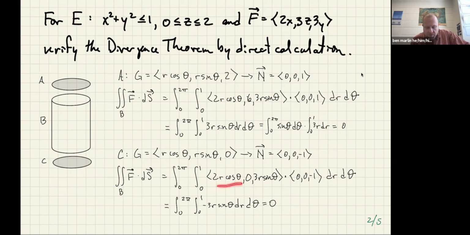So we set up our integral, and the only difference in the f is that the middle entry is a 0, but the in vector has that negative in it. When you dot, you'll get -3r sine theta. Do the same thing with separating it apart, and you get 0 out of it. Okay.